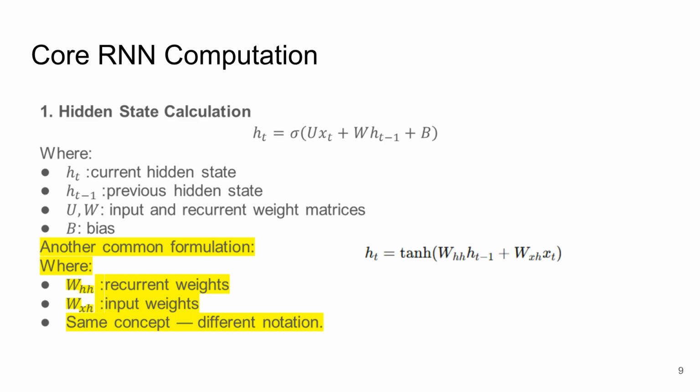There's also an alternative notation using W_hh for recurrent weights and W_xh for input weights. Both formulations mean the same thing, just different notation. The key is, the current hidden state depends on both new input and past memory.